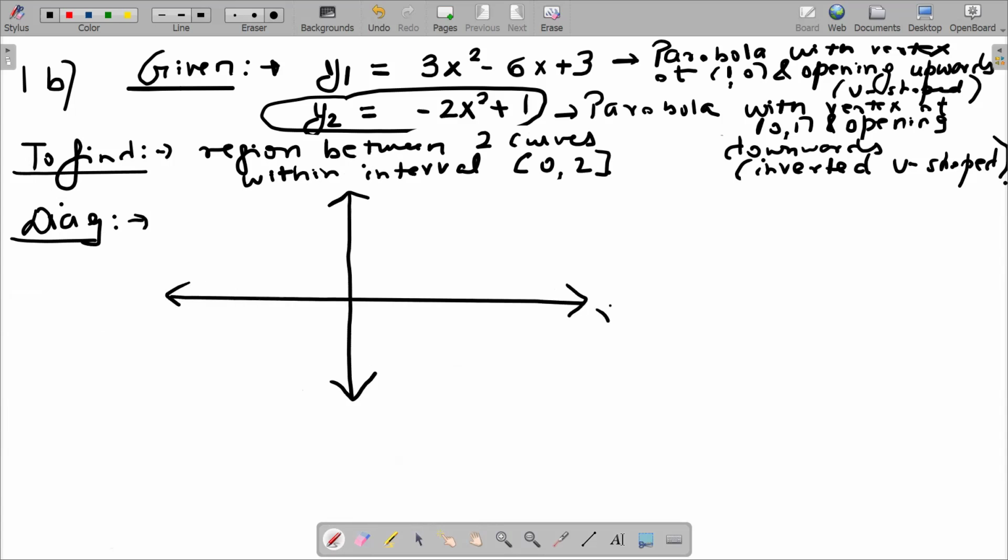This is X, this is Y. Okay, look at the first parabola in black color. Vertex is at 1, 0. So this is 1. This is 1, 0. Okay, and it's opening upwards. That means it somewhat looks like this. If I plot it, somewhat looks like this.